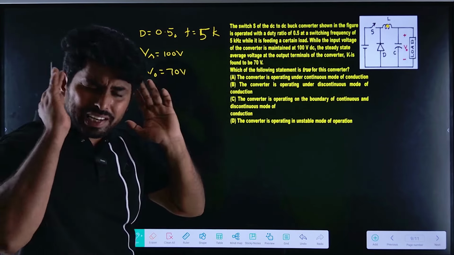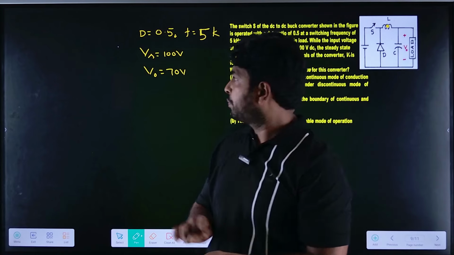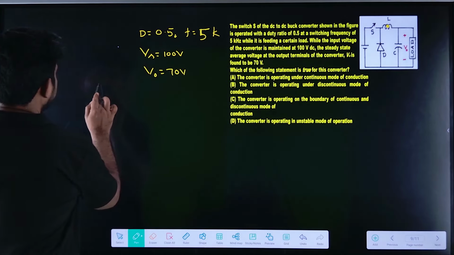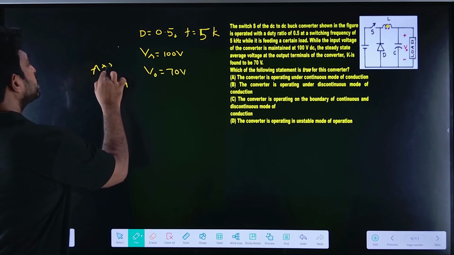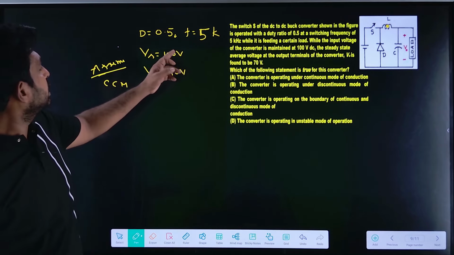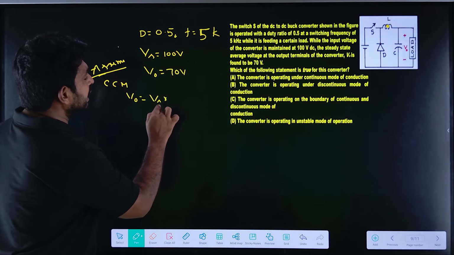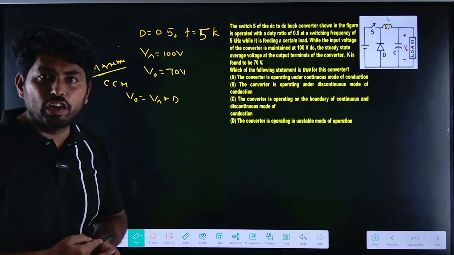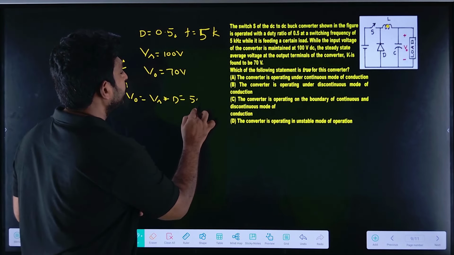Let us assume that it is operating in the continuous conduction mode. So what is the Vs? 100 volts. What is the formula for the continuous conduction mode? V0 equal to Vs into duty cycle. So that is 100 into 0.5, which is equal to 50 volts.